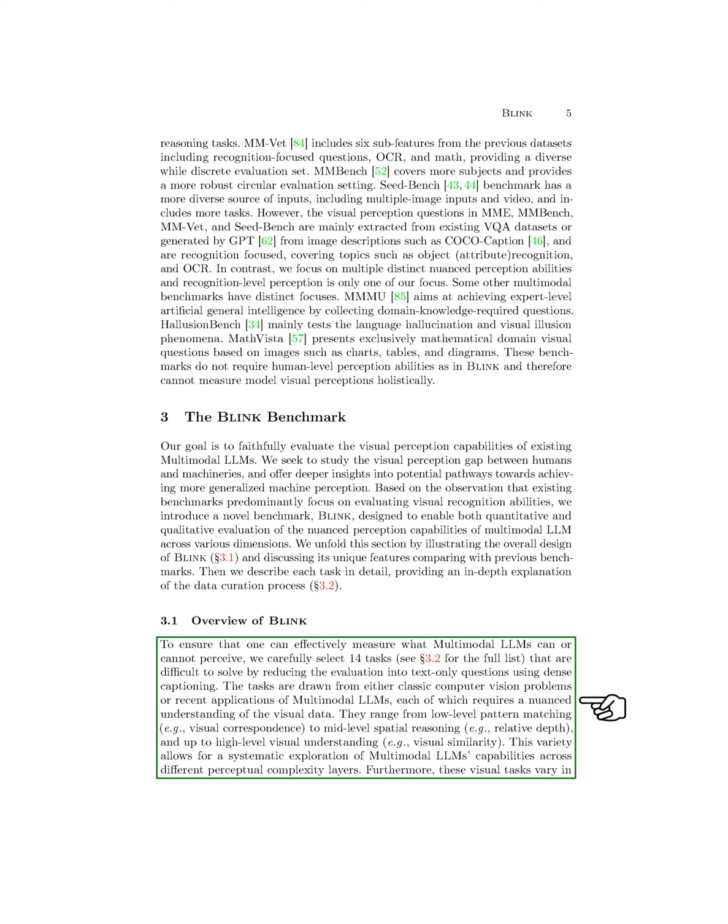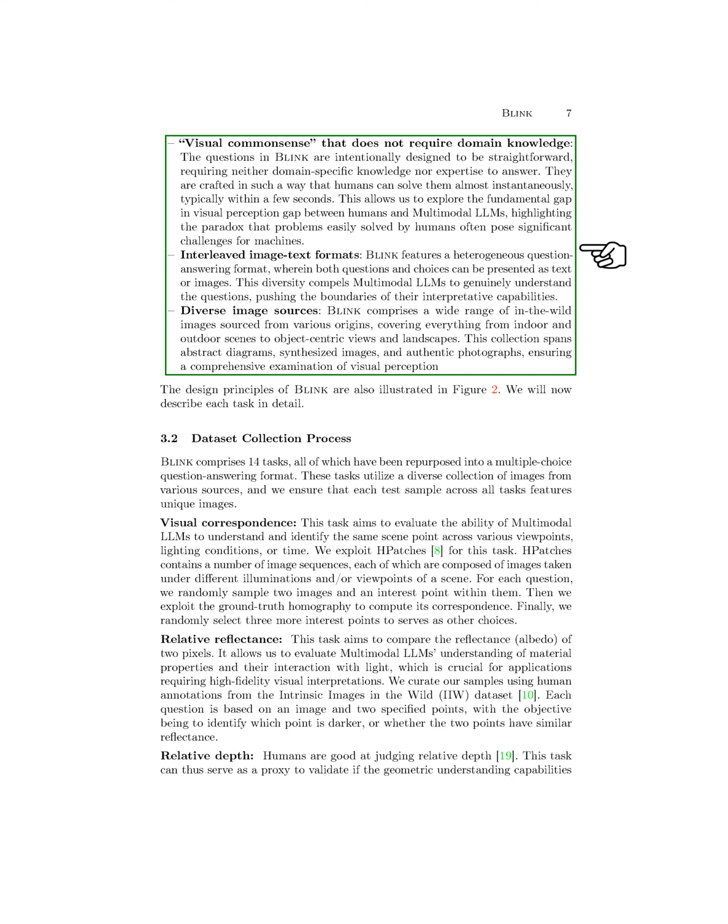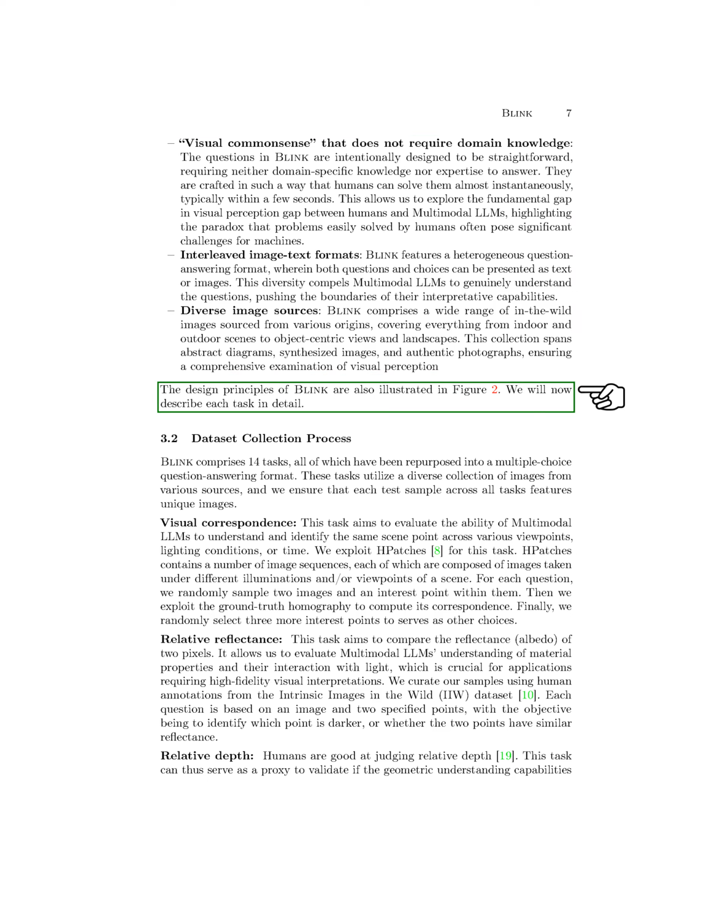4. Interleaved image text formats. Blink presents questions and choices in both text and image formats, challenging multimodal models' interpretive capabilities. 5. Diverse image sources. Blink includes a wide range of images from various sources to comprehensively assess visual perception abilities. These unique features of Blink set it apart from existing benchmarks and provide a more thorough evaluation of multimodal models' visual perception capabilities.